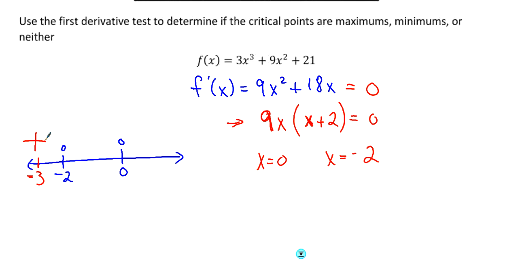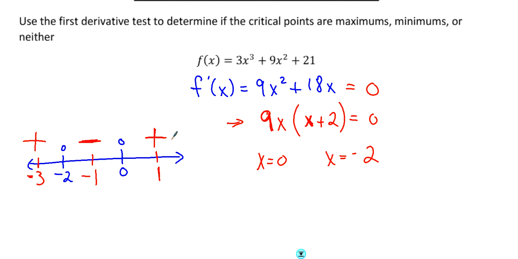Next, I'm going to plug in a number in between negative 2 and 0, like negative 1. When I plug in negative 1, I get negative 9 times positive 1, which is a negative number. Okay, so there my slope is negative. And on the other side, I'm going to plug in positive 1. And when I plug in positive 1, I'm going to get 9 times positive 3, which is going to be a positive number.